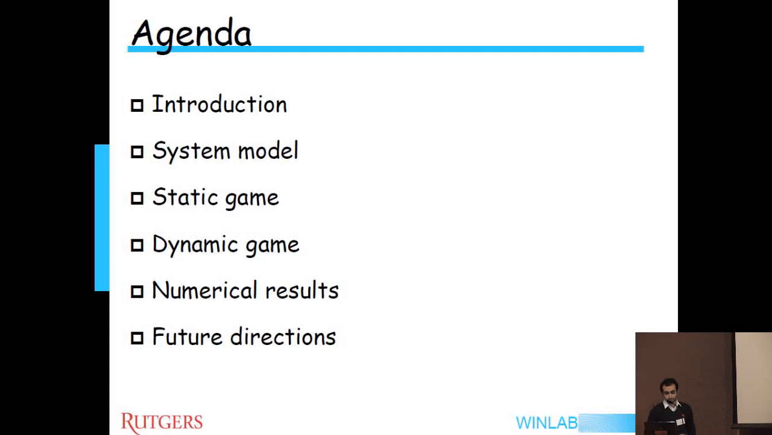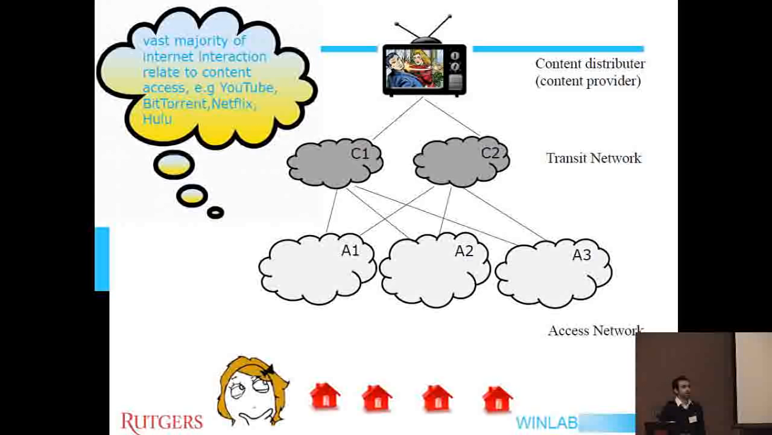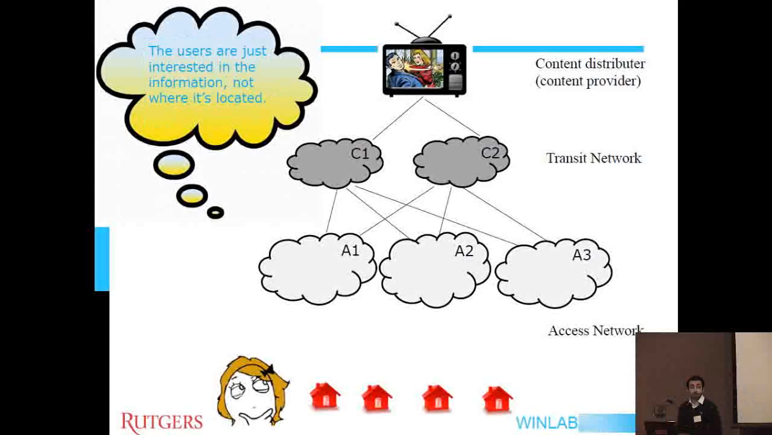First, why ICN? Recently, the vast majority of internet interaction relates to content access, such as YouTube, BitTorrent, or Netflix. But the thing that is important for the user is just the information, not the location where the content is, or even perhaps not how the content is delivered. Then we need to have a new approach to support this paradigm, and here ICN comes to mind.